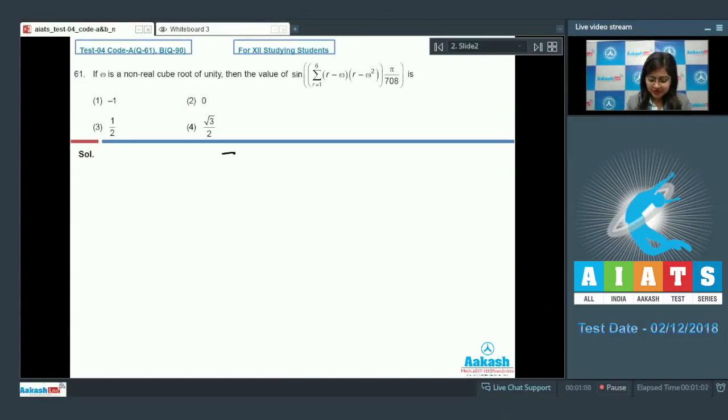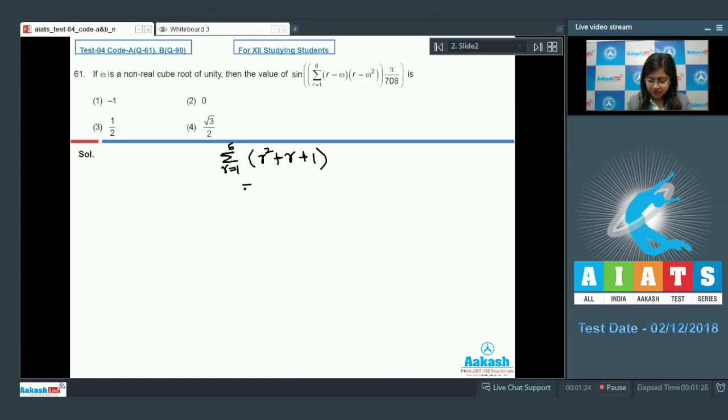So firstly, let us find the value of summation r going from 1 to 6 of (r minus omega) multiplied by (r minus omega square). We get r square minus r, taking common, times (omega plus omega square), that is minus 1. So it can directly be written as plus r plus omega cube, that is 1, right?